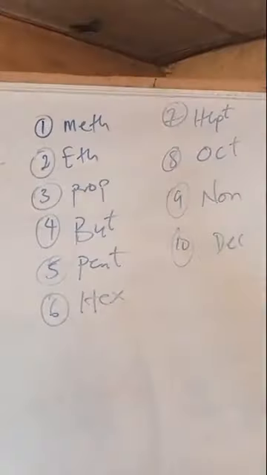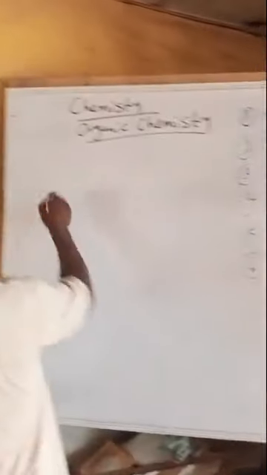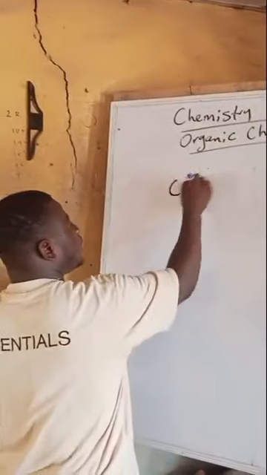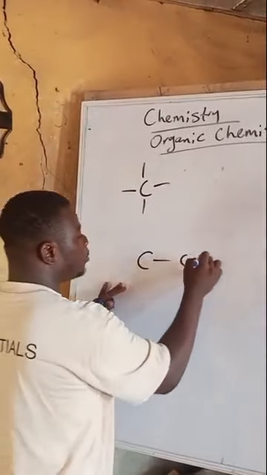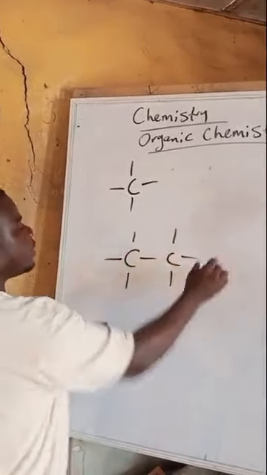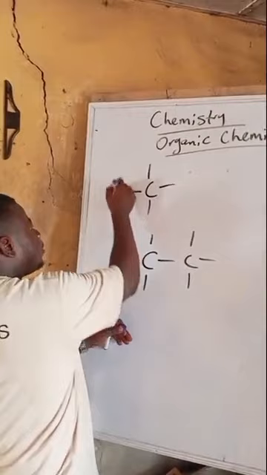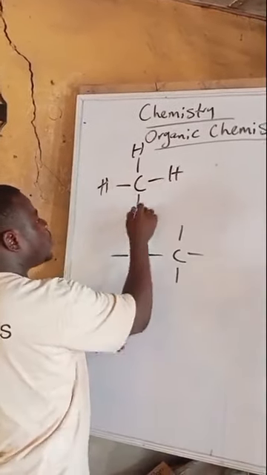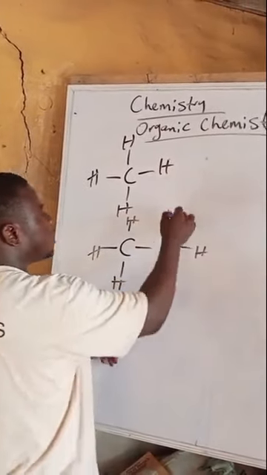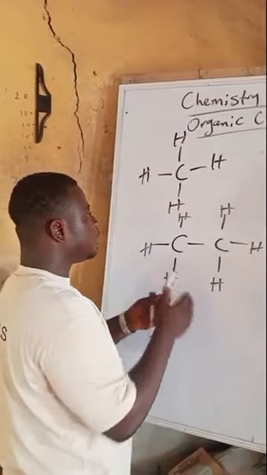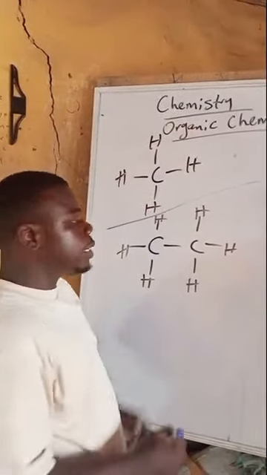Now, for example, let's look at meth. I will say that one carbon atom is known as meth, right? Then two carbon atoms is known as eth. Now, let's look at alkanes, for example. This is an alkane, right? And this is ethane. Looking at these two compounds, this one is methane, this one is ethane.